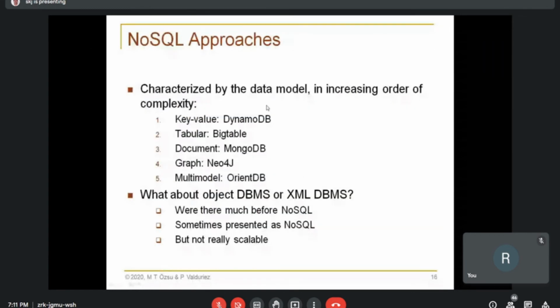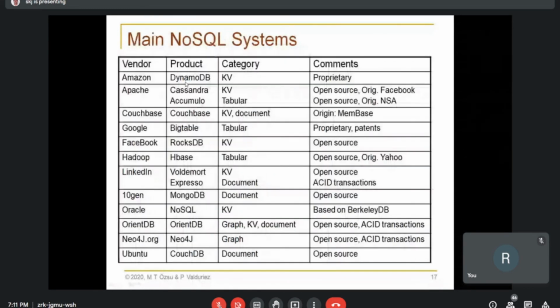Amazon DynamoDB, key value. It is proprietary, which means it is not open source. Apache Cassandra, key value and tabular. It is open source, and the organization is open source. Facebook developed this, and it is open source and uses ACID. Couchbase is the name of the vendor and the product, key value and document oriented.